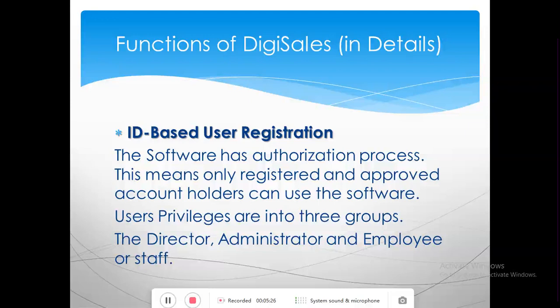DigiSales registers its users based on biometric standard, meaning after we have taken all your details, the software demands that you add your ID card and your passport picture to it. After registration, there is a privilege level that is grouped into three. We have the director privilege, we have the administrator privilege, and we have the employee or staff privilege. So based on your privilege, you have your access restricted on the software.